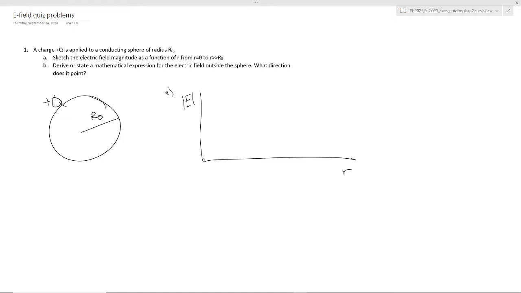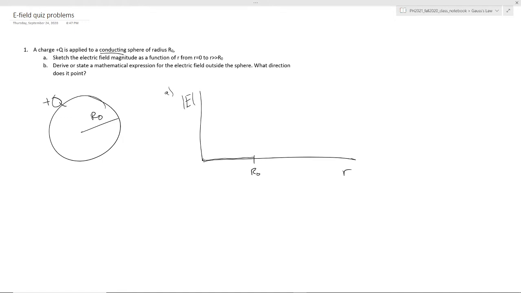Well, since this thing is a conductor, there will be no electric field inside of it. So it's going to be 0 up to r naught. One way to convince yourself of this is to remember that in a conductor, the charges can move around. They can move around easily. They're free to move. So if there were an electric field inside of it, those charges would feel that electric field and they would move.